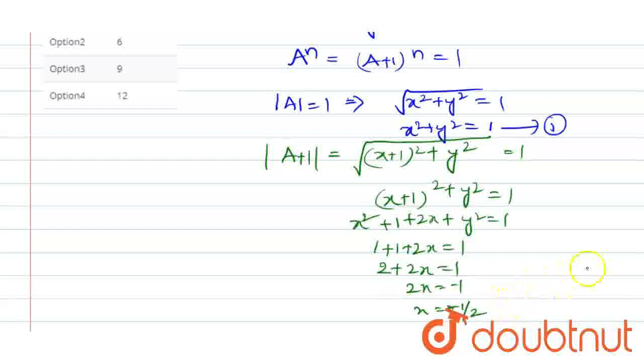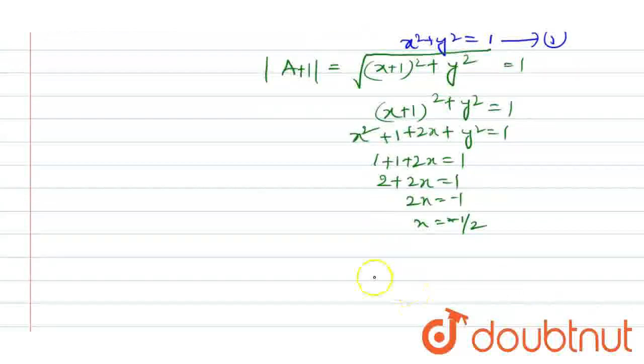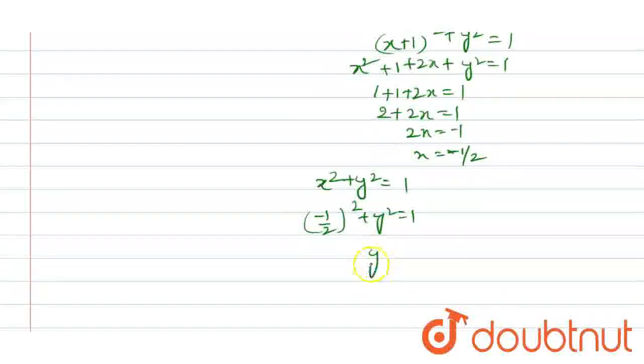Here we need to find the value of y, so substitute x in equation 1, where x square plus y square equals 1. In place of x we substitute minus 1 by 2, so (minus 1 by 2) whole square plus y square is equal to 1. So y square is equal to 1 minus 1 by 4, and y square is equal to 3 by 4, and the value of y is equal to plus or minus root 3 by 2.